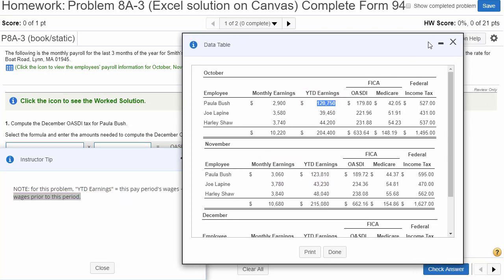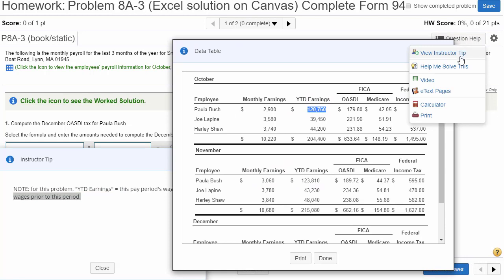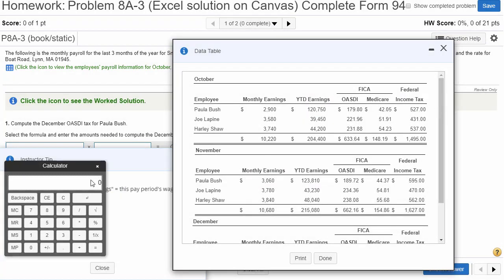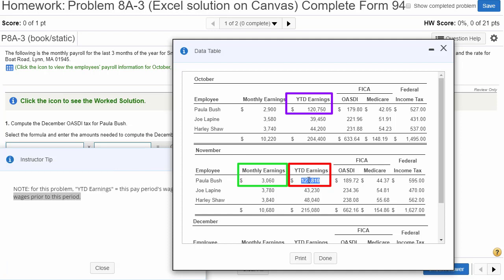To do the math, we need a calculator. 120,750 plus this month's wages should equal year-to-date earnings. 3060 gives us 123,810. So these two numbers match. So again, remember, YTD earnings means the previous earnings from previous pay periods, which is up here, plus this pay period's earnings equals this amount.